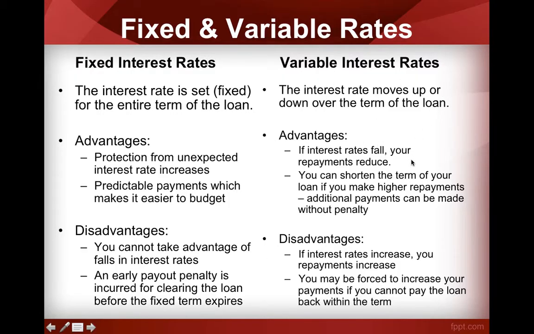Variable interest rates. The interest rate moves up or down over time depending on the term of the loan. So there's no fixed interest rate. It changes depending on how interest rates are going and how the economy is fluctuating. The advantages: if interest rates fall, your repayments reduce. You can shorten the term of your loan if you make higher repayments, and additional payments can be made without penalty. The disadvantages are that if interest rates increase, your repayments will increase.